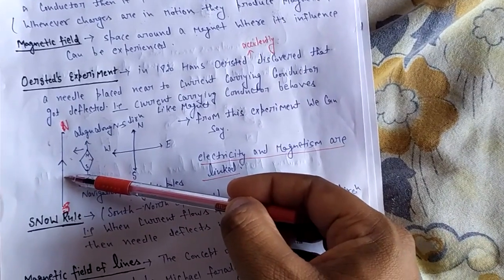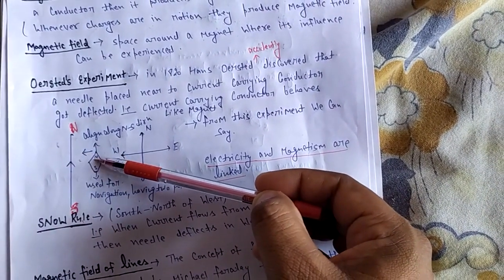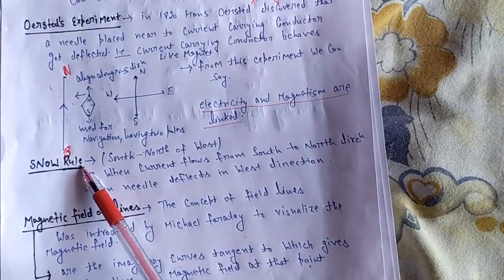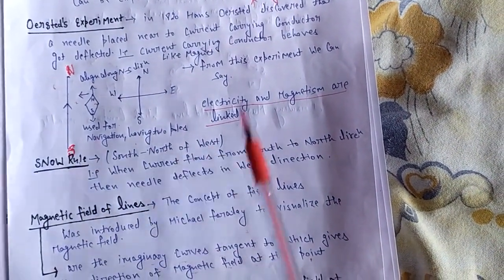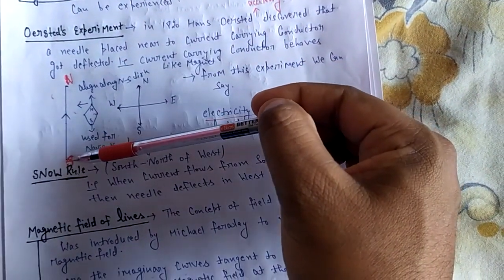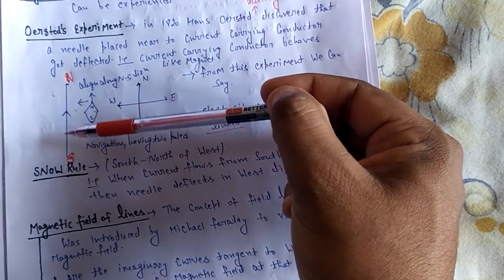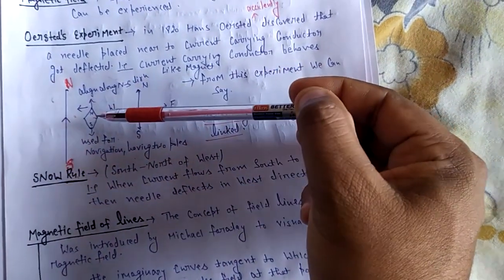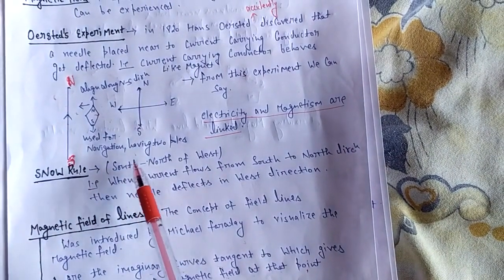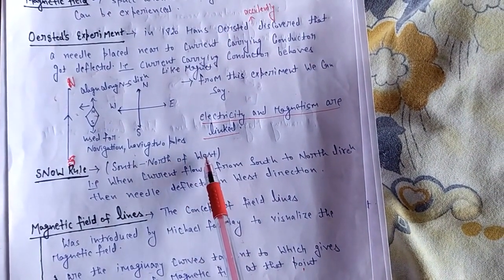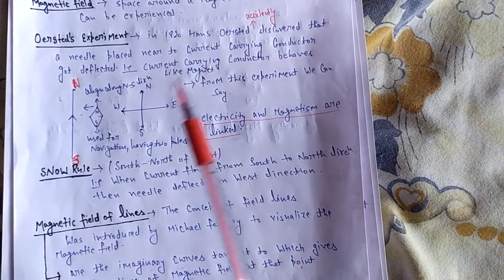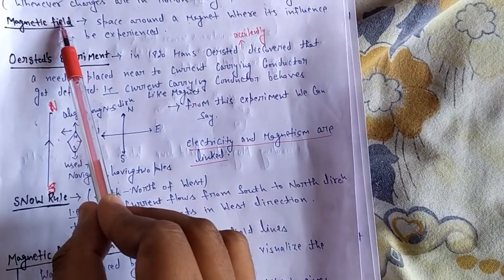Understood? Okay. For the direction of deflection of this magnetic needle, we have a rule named the SNOW rule. It means south, north, over, west. What does it mean? If we place the current carrying conductor along the S to N direction and the current is passing from S to N, then the needle gets deflected towards the west direction. That is, for south to north current, the needle will deflect towards the west. Is this clear?